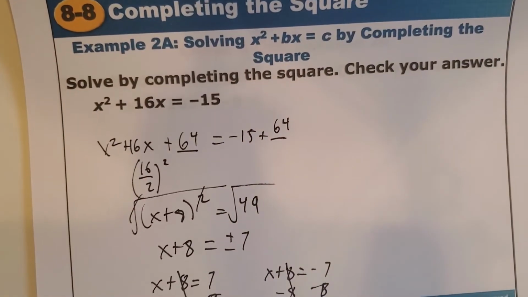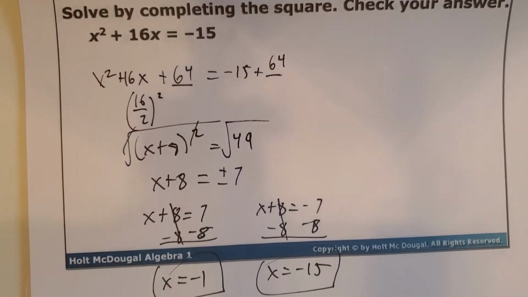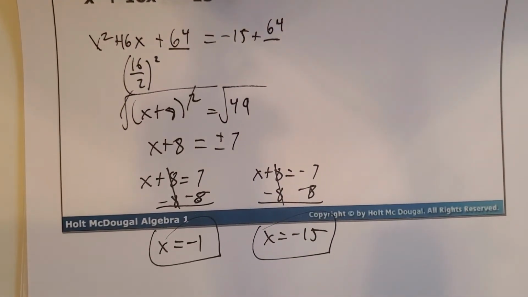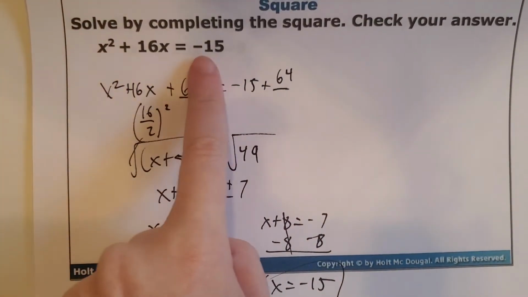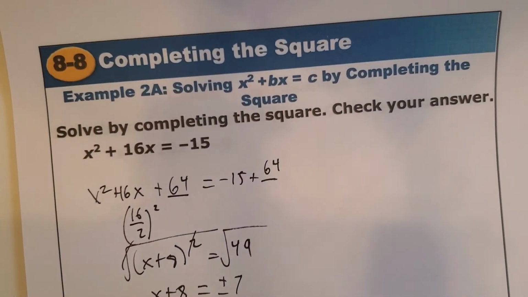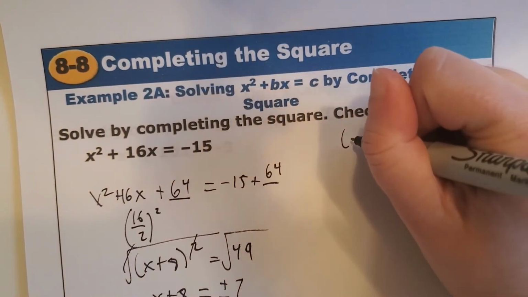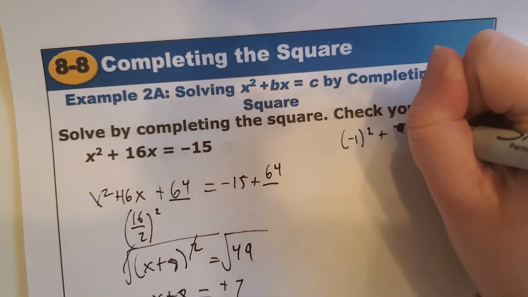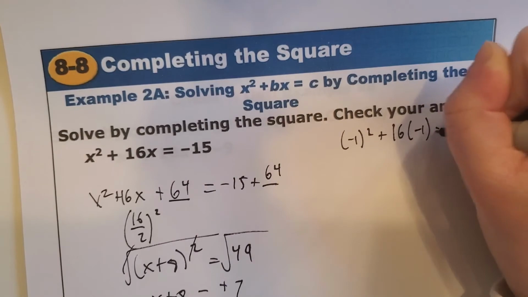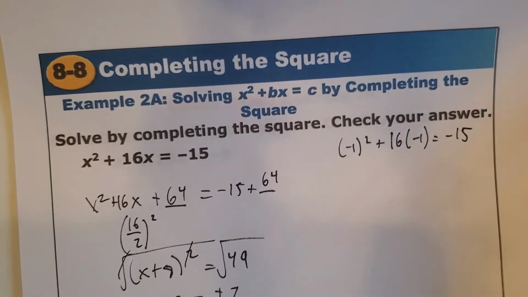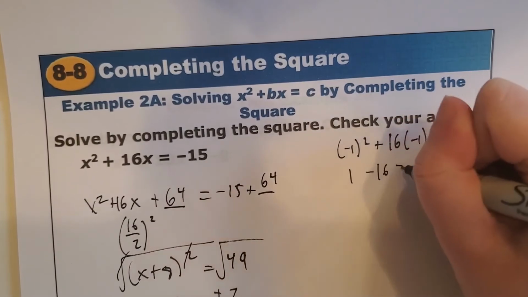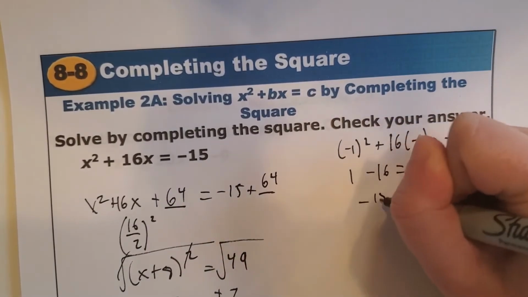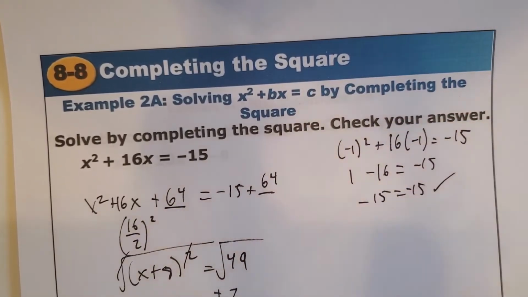This problem says to check your answers, so the same way we've been doing this entire time, we're going to take both of these one at a time and plug them back into the original. Okay? So be careful with your parentheses. Negative 1 squared plus 16 times negative 1 should be equal to negative 15. Negative 1 squared is 1. Minus 16 does equal negative 15. So that's good.